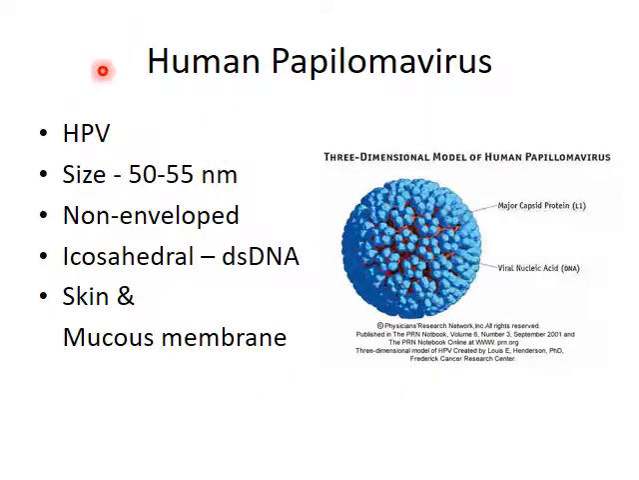The other important virus is the human papillomavirus, whose size varies between 50 to 55 nanometer. It is non-enveloped. It is a double-stranded DNA virus which is icosahedral in symmetry, and this virus has a selective tropism for the epithelial cells of skin and mucous membrane.